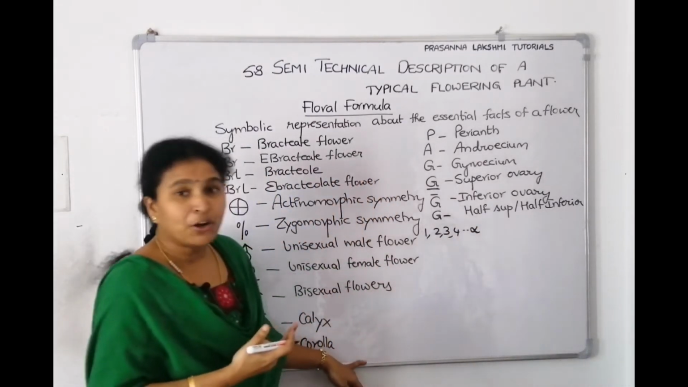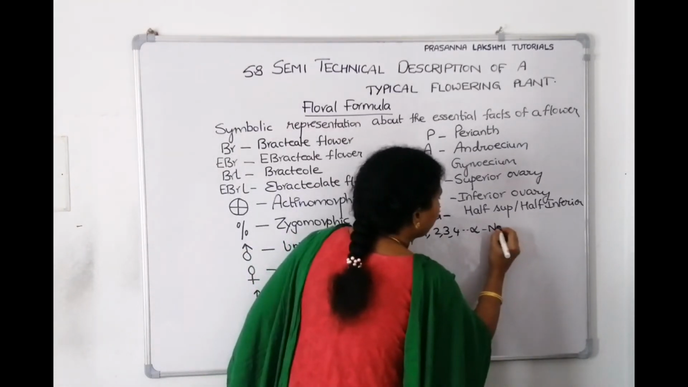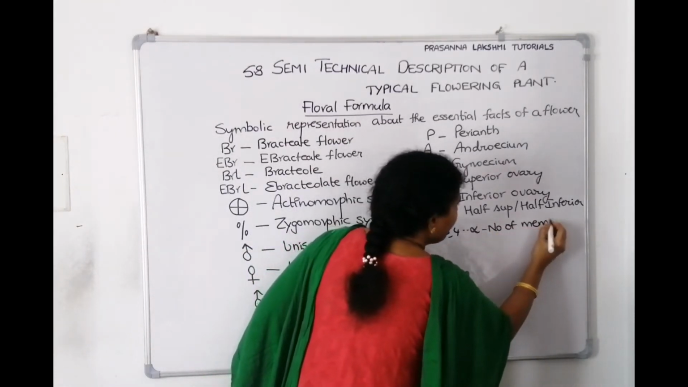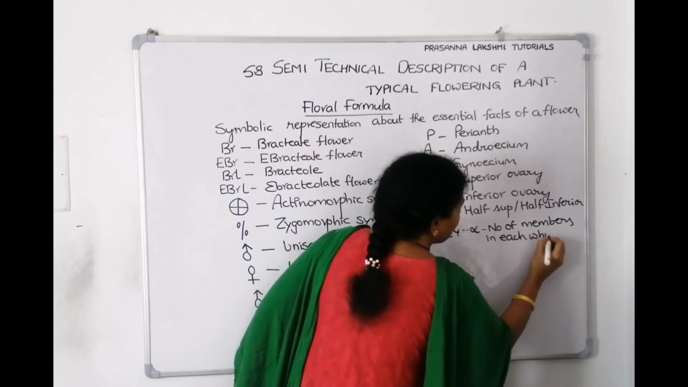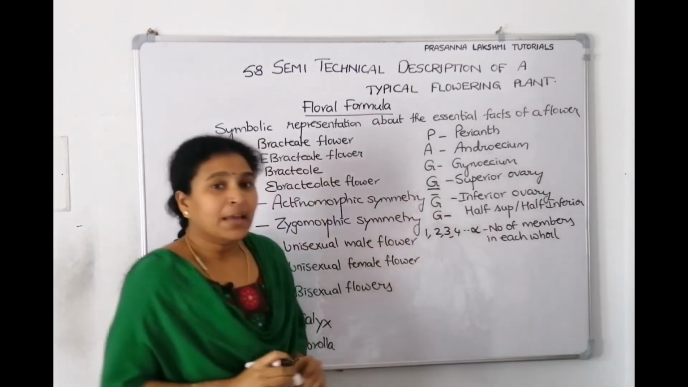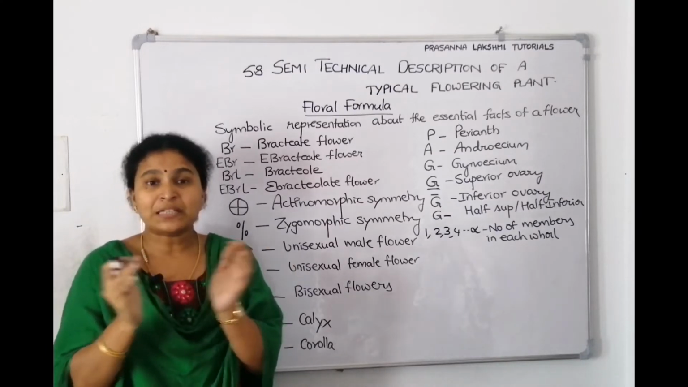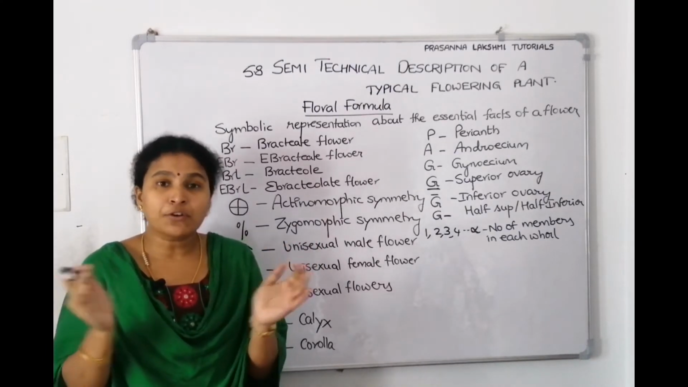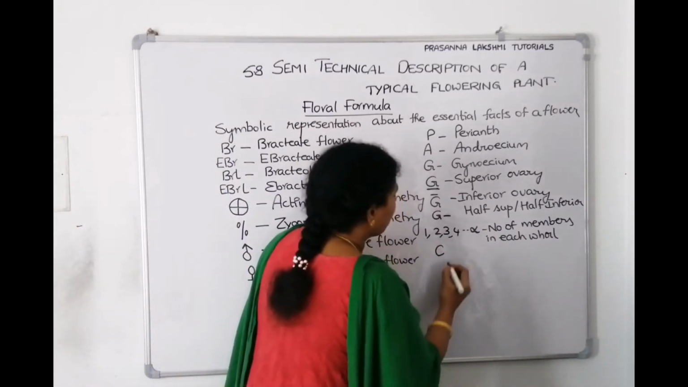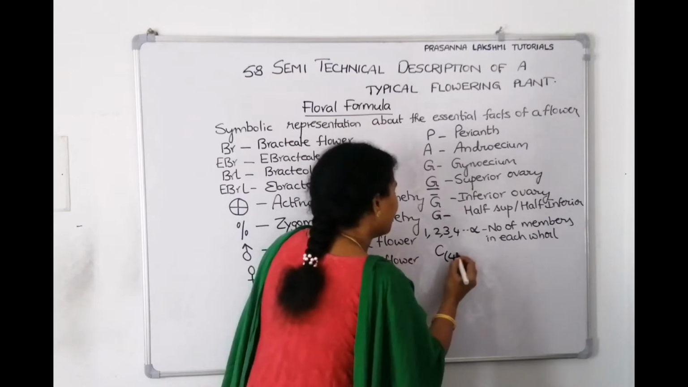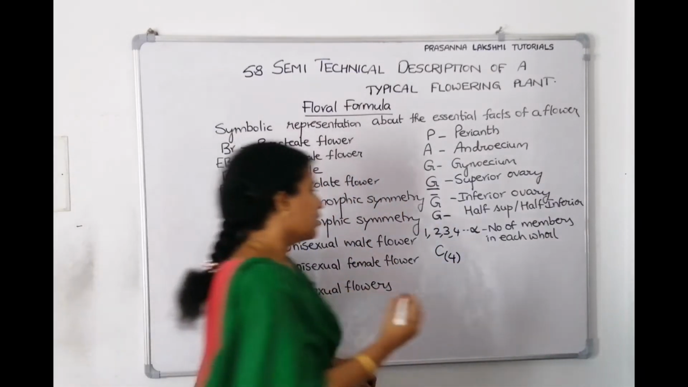So when do we use these numbers? To represent the number of members in each whorl. Now, if 4 sepals are there and all 4 sepals are fused, meaning they are showing cohesion, then we keep the number inside the bracket. So fusion among the same members is shown in a bracket.